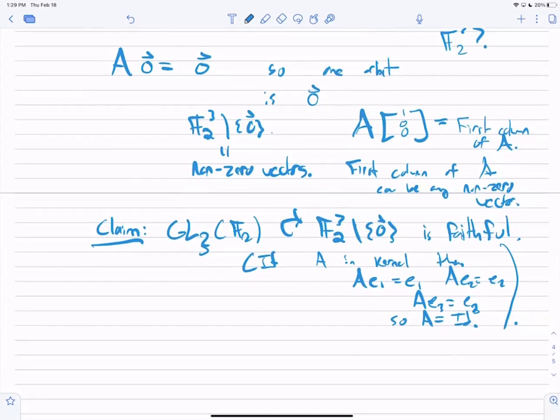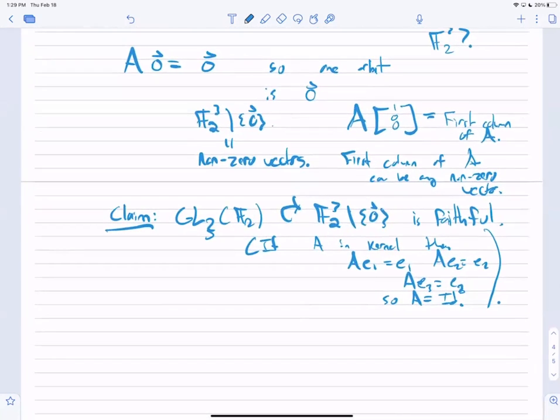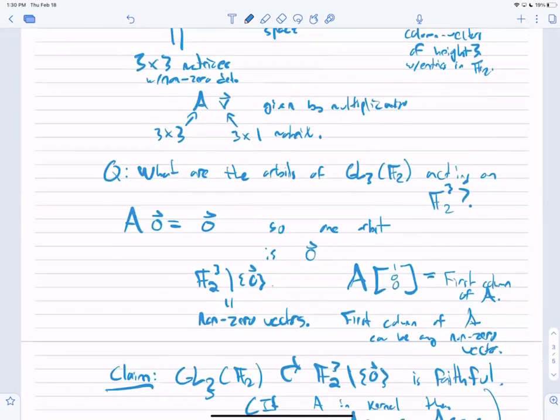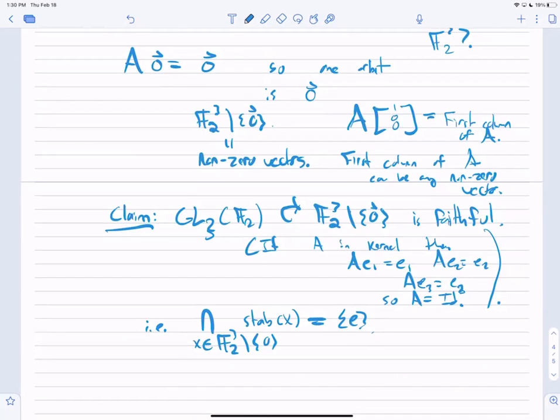So what does this mean? It means the intersection of all the stabilizers is just the identity element. This is exactly like what we had for the alternating group when we were proving its simplicity, where the intersection of the stabilizers of all the numbers 1 through n was just the trivial subgroup. We won't use the statement quite the same way, but it is a useful statement.